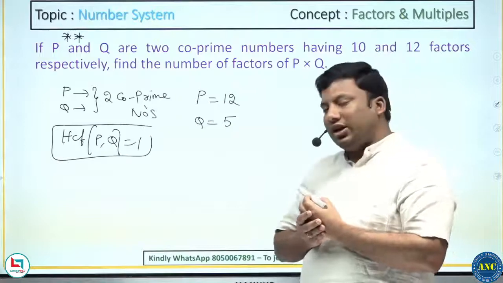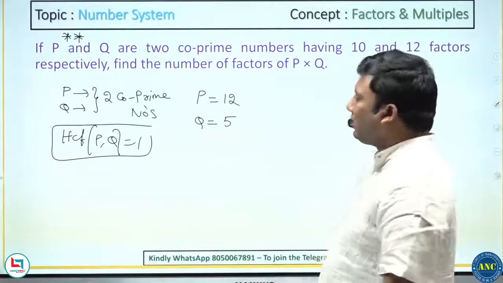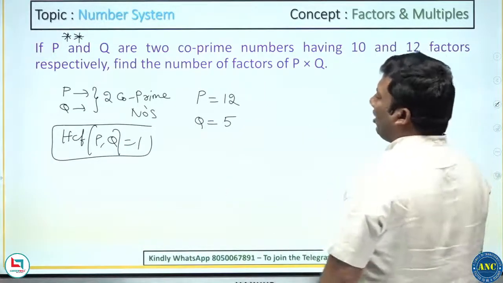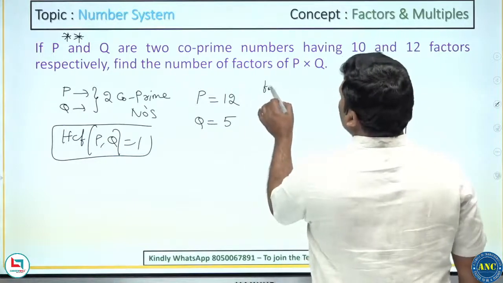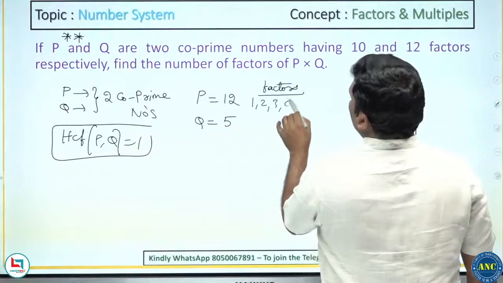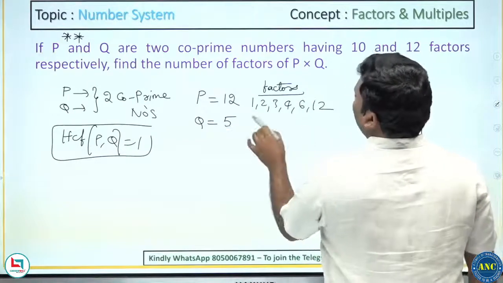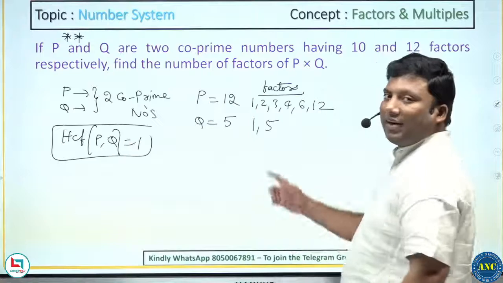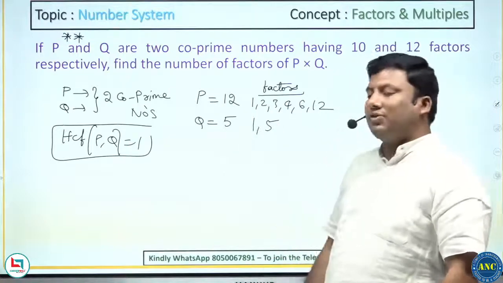5 and 12, are they co-prime to each other? Yes, because they have only one factor in common, that is 1. What are the factors of 12? Factors of 12 are 1, 2, 3, 4, 6, 12. Factors of 5 are 1 and 5. There is only one factor common, that is 1.